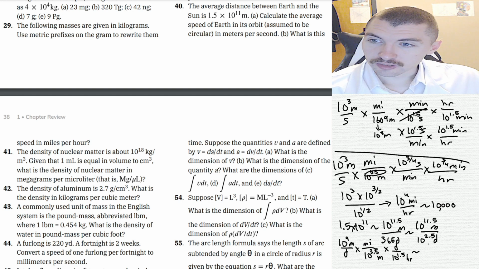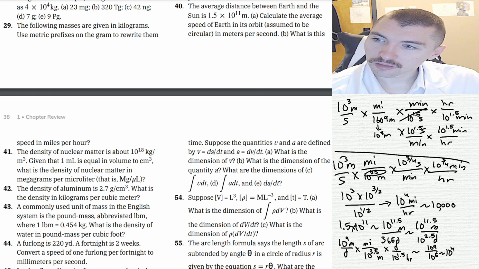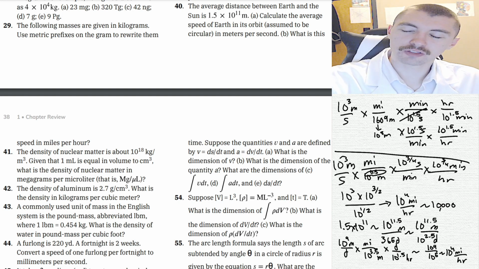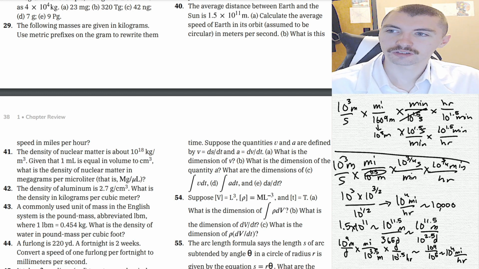Okay, so that should give us 10 to the 9 over 10 to the 5, 10 to the 4 miles an hour. And that is still wrong, isn't it? Yep.